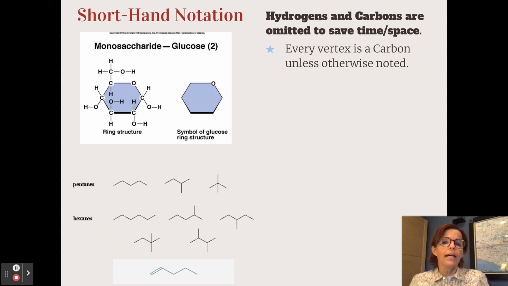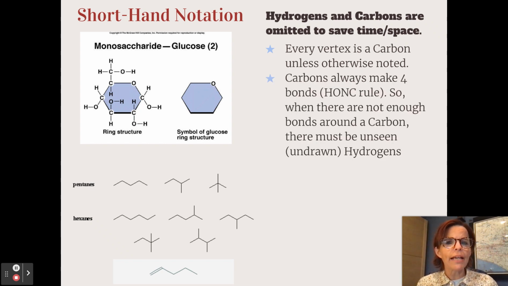So let's see how you can do shorthand notation. First of all, every vertex, it doesn't matter whether it's a ring or a line, every vertex is a carbon unless otherwise noted. Take a look at that ring structure and how there's an oxygen; all the others would be carbons. Carbons always make 4 bonds. So let's be really careful. When there are not enough bonds around a carbon, there must be unseen or undrawn hydrogens.